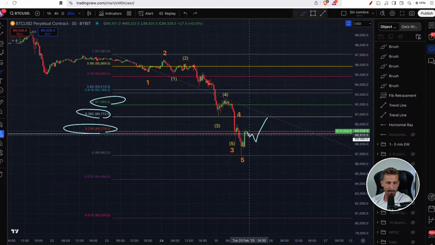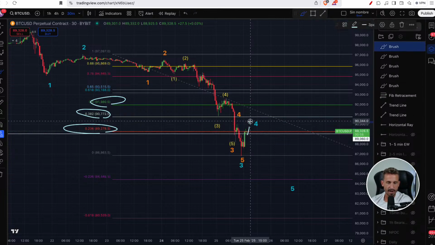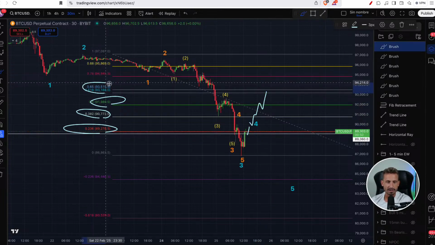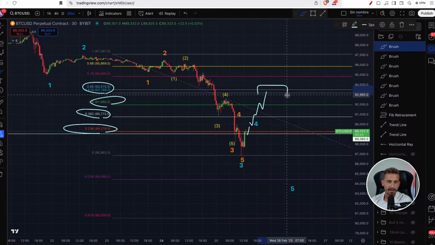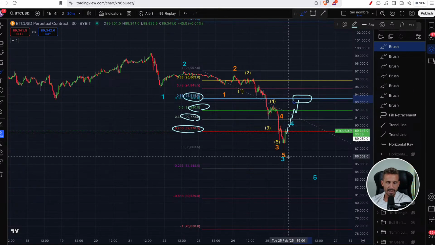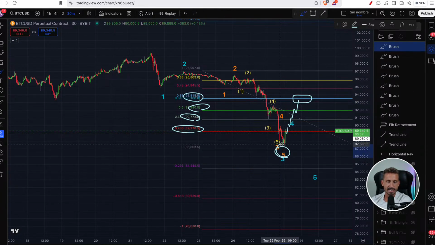If we start pumping very aggressively in the next coming hours, and we do manage to get all the way up to $93,000, which I don't think is going to be the case, but if it does happen, this increases the probability that the low is likely going to be in.